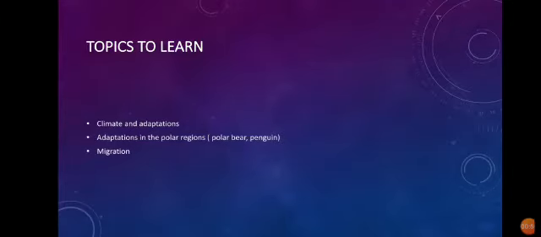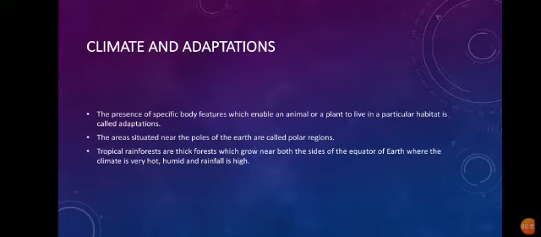So let's start. Now, as we all know about climate, what is climate? Climate has a great effect on all living organisms. Living organisms include both animals as well as plants. A living organism can survive in a particular habitat only if its body is suited to the climate of that habitat. Animals and plants develop special features in their body or develop certain habits to survive in their habitats.